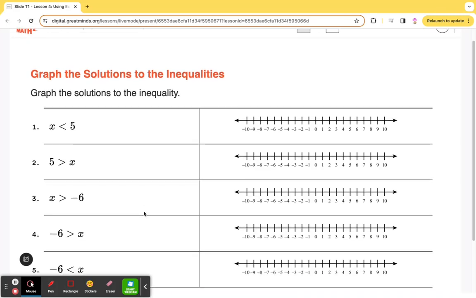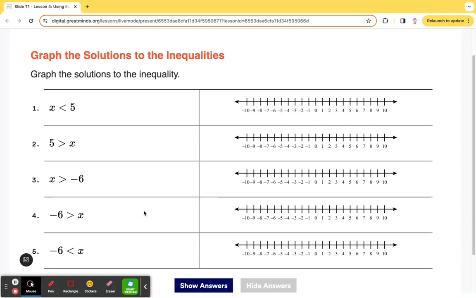All right, this video is going to cover the beginning of our little lesson on inequalities, just because I'm not sure what maybe people remember from sixth grade. So this is the do now. We're just practicing graphing the solutions to each inequality.